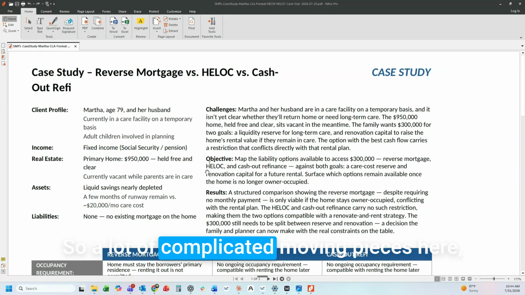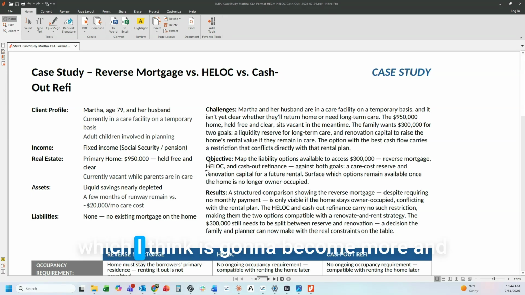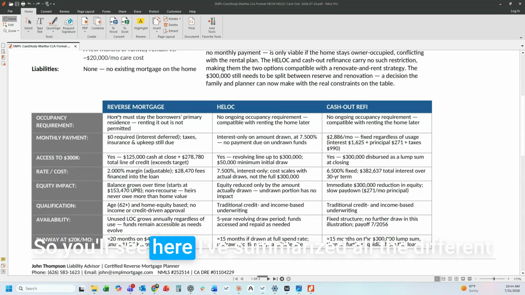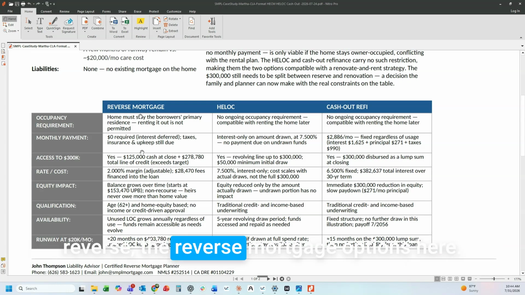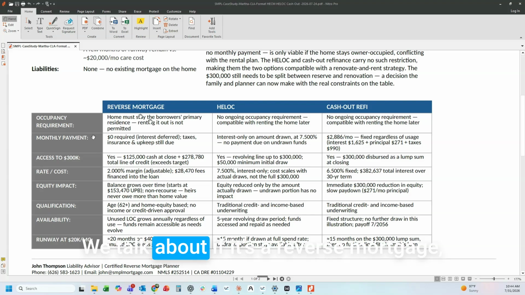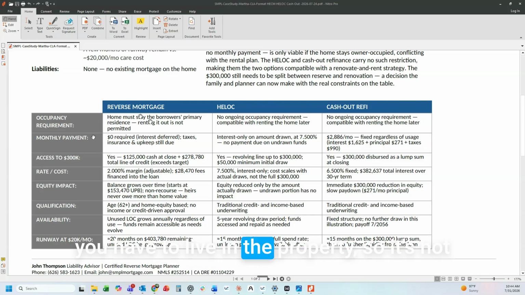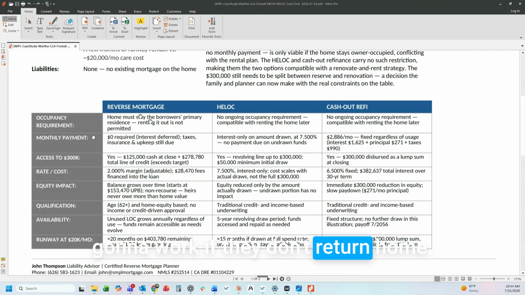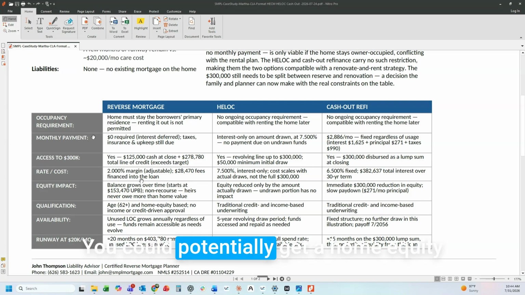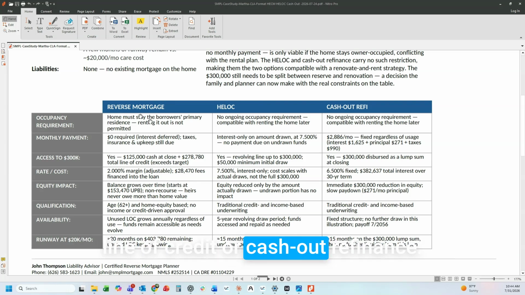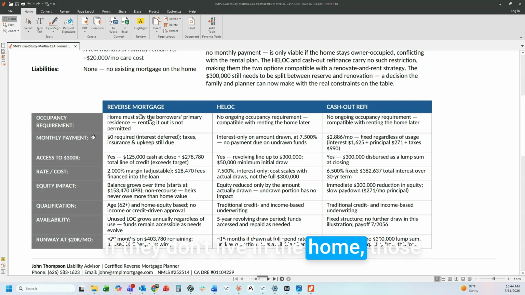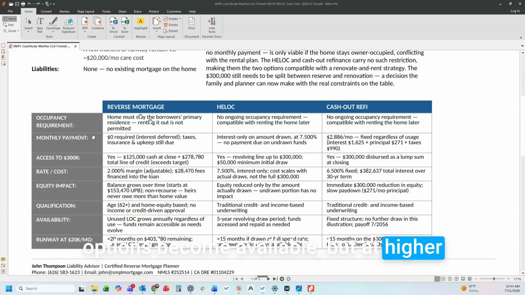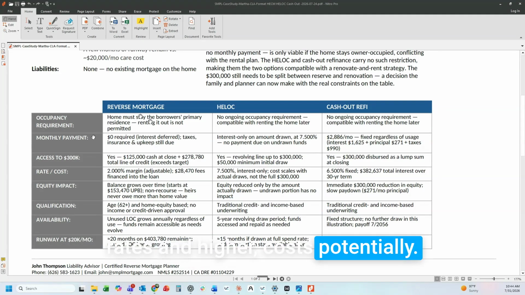So a lot of complicated moving pieces here, which I think is going to become more and more common as people move forward. You'll see here I've summarized all the different reverse mortgage options. If it's a reverse mortgage, you have to live in the property, so it's not going to work if they don't return home. You could potentially get a home equity line of credit or cash out refinance. If they don't live in the home, those options become available, but at higher rates and higher costs potentially.